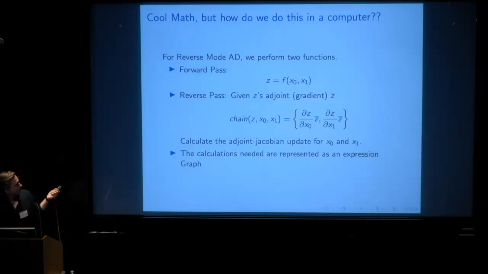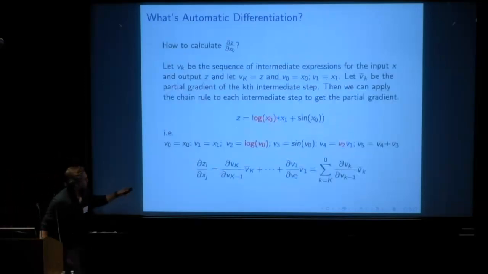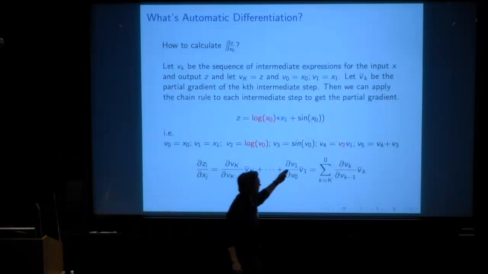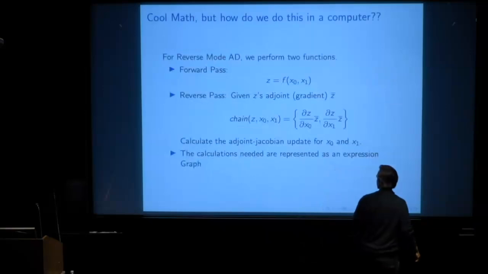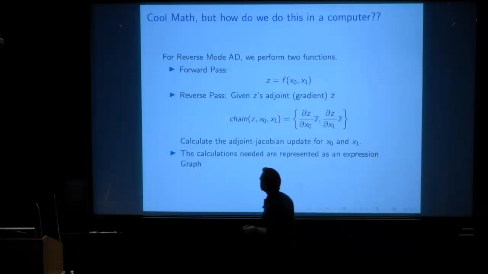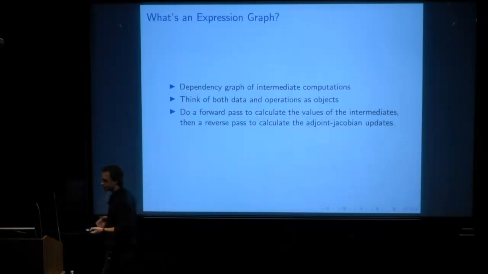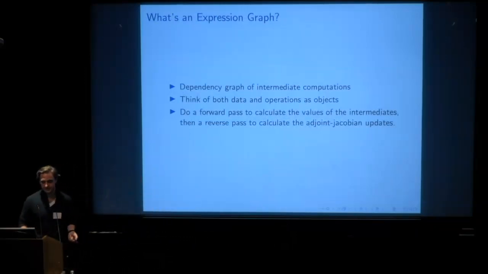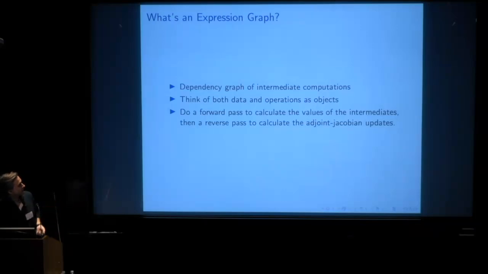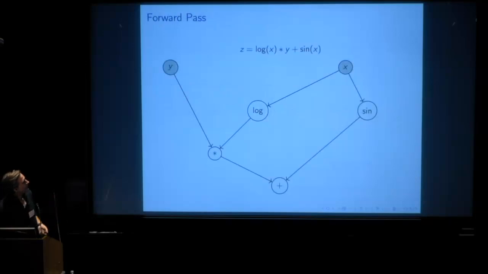This is a very weird and nasty way to keep track of intermediate representations. So usually we use a thing called an expression graph whenever we want to show what automatic differentiation is doing in terms of dependencies. The expression graph is just a dependency graph of intermediate computations. We'll go through a full example doing a forward pass and the full reverse pass, showing how the adjoint Jacobian actually works on the updates.